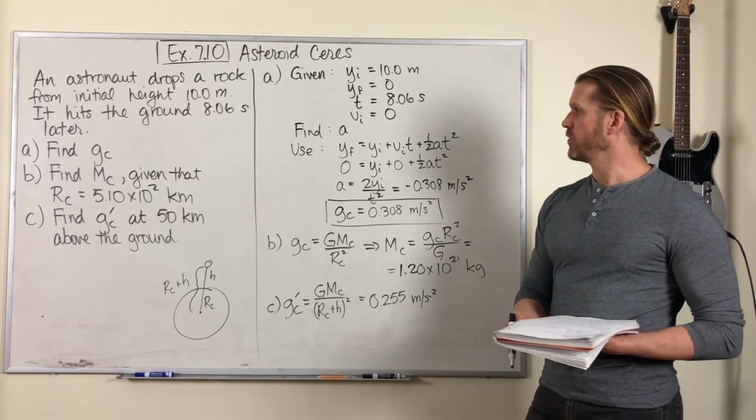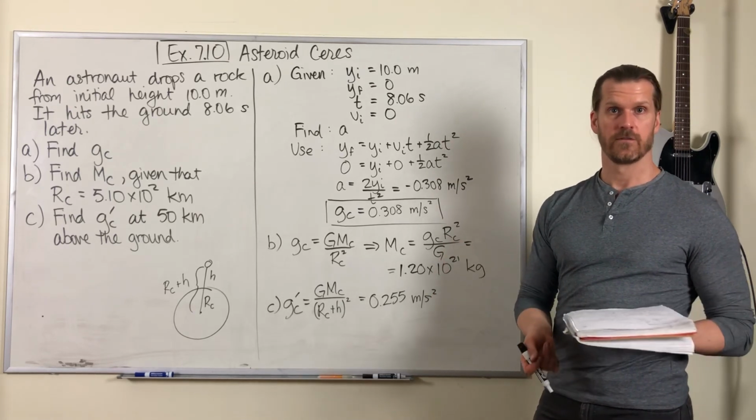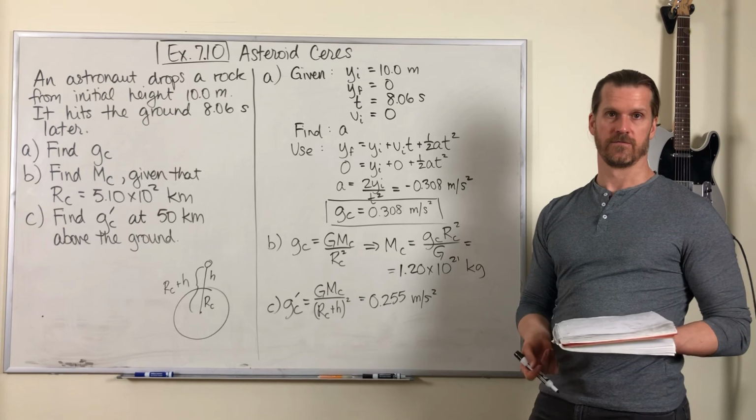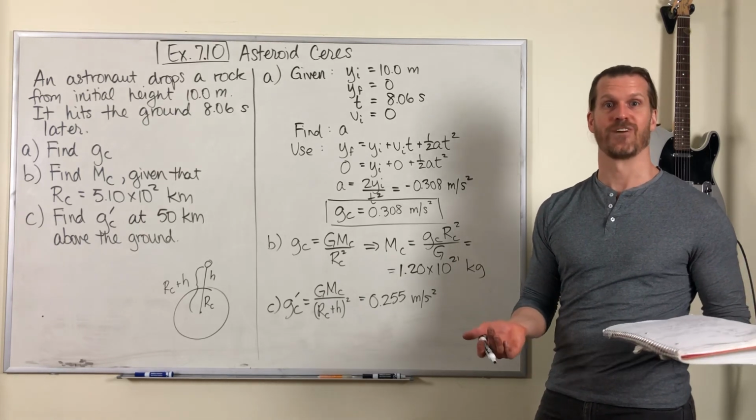All right, and that's how we can do measurements of mass and measurements of gravitational acceleration for astronomical objects.